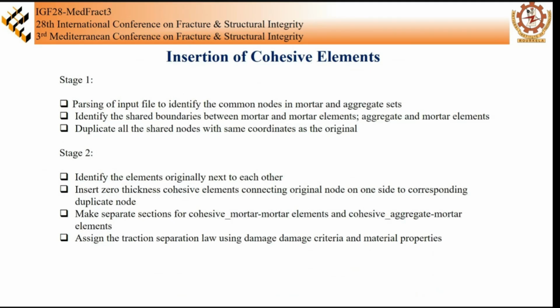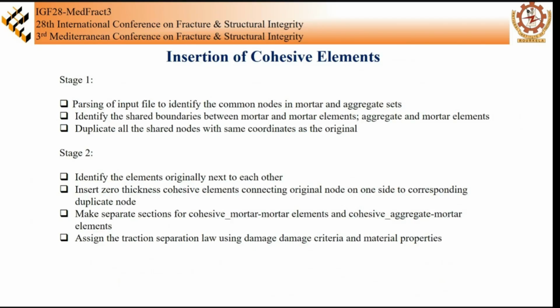Insertion of cohesive elements is done in two stages. First, the mesh data from the Abaqus input file is passed into a Python environment to identify the common nodes in mortar and aggregate sets. The shared boundaries between mortar elements and aggregate-mortar elements are then identified and all the shared nodes are duplicated with the same coordinates as the original.